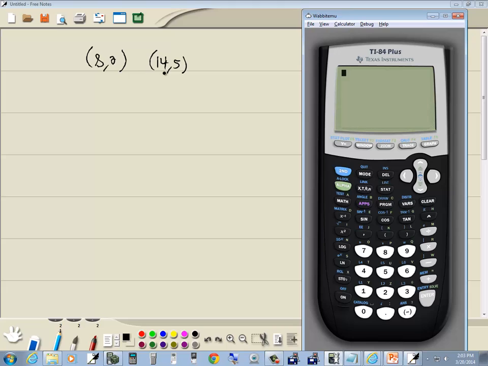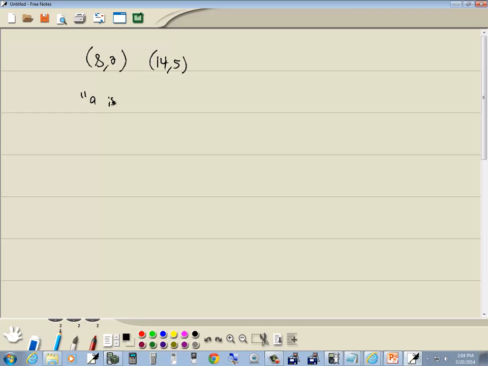Okay, so we just entered our points. Now I'm going to do stat, I'm going to right arrow to calc, and I want to choose linear regression. So I want to choose the fourth one here. Now if I press enter on that, and then press enter again, the A is your slope. And so A is the slope.